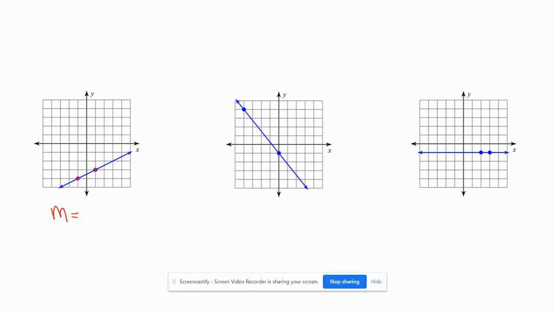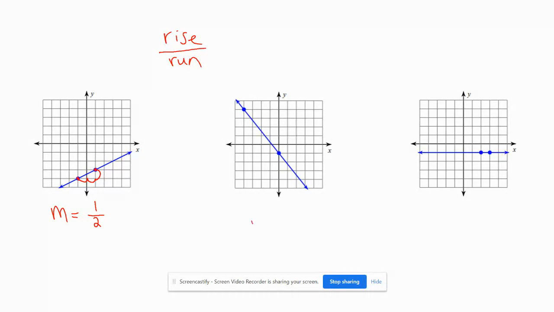So rise over run would be, I like to do the run first, the x first. So we count 1, 2 units, so 2 goes at the bottom. And then we go up 1 unit. So this would be 1 over 2. So our slope is 1 over 2. Notice how I go 2 spaces, which is my run, and then 1 space up, which is my rise. So I usually just say rise over run.